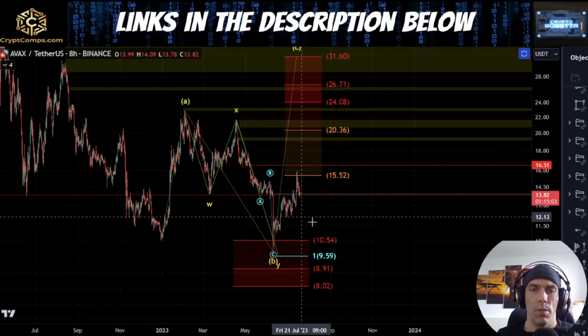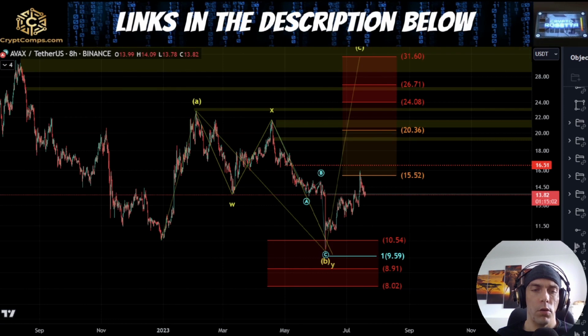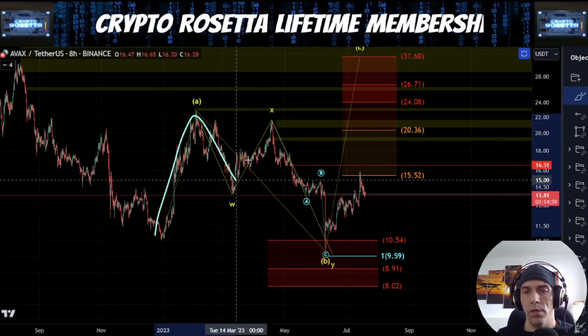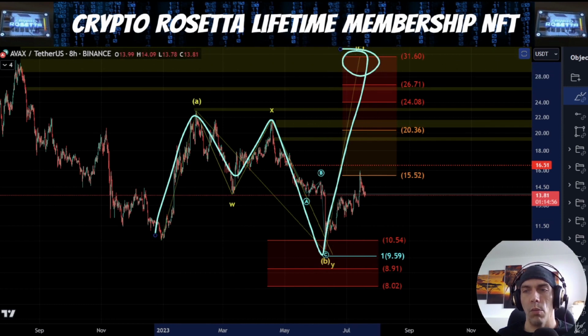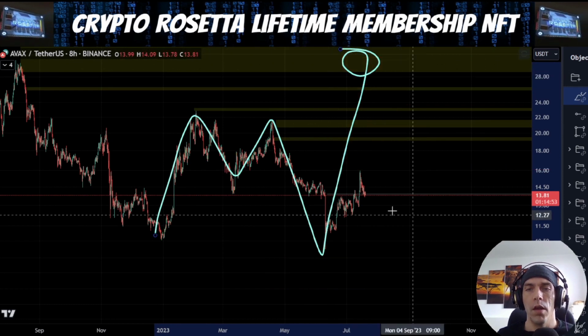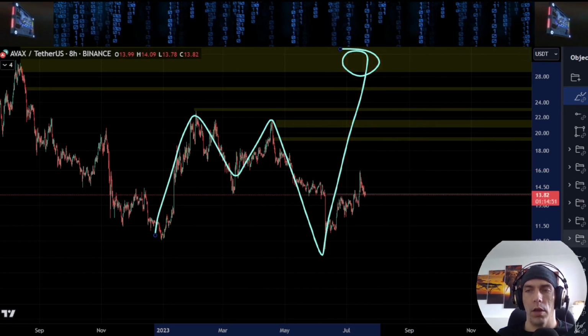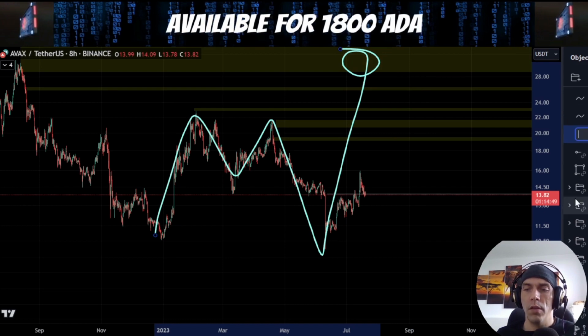So going to be keeping an eye out for this. This would be looking at this as our A wave. This is a three-wave move to the downside for B, and then looking for this C wave to the upside. So this is also another alternate way that we can look at this structure. So there's a few ways that we're looking at it.